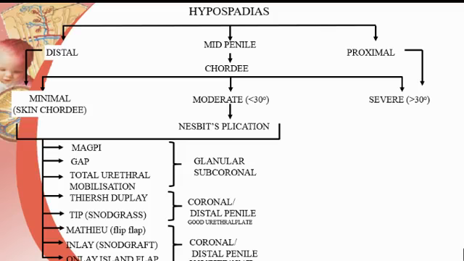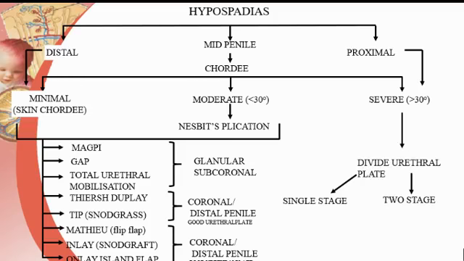So remember, if it is a glanular hypospadias, we are going to do MAGPI or one of those procedures. If it is a coronal hypospadias, we can do a Snodgrass if it is a good urethral plate. If it is a coronal and distal penile hypospadias with a poor urethral plate, we can do a Mathieu or an inlay graft or an onlay hypospadias repair.